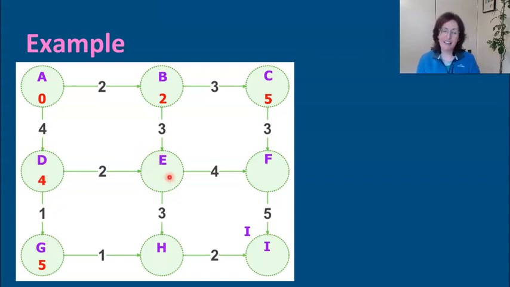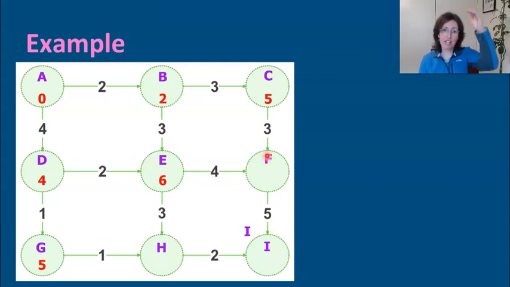Coming into E, there's 2 ways you could come in. You could come in from above, and how many minutes would that take? It would be 2 plus 3, which would give you 5, but we're after the longest path here. So if you come in from the left, we have 4 plus 2, which gives us 6. 6 or 5, which is the biggest number? 6. So we're going to put a 6 here.